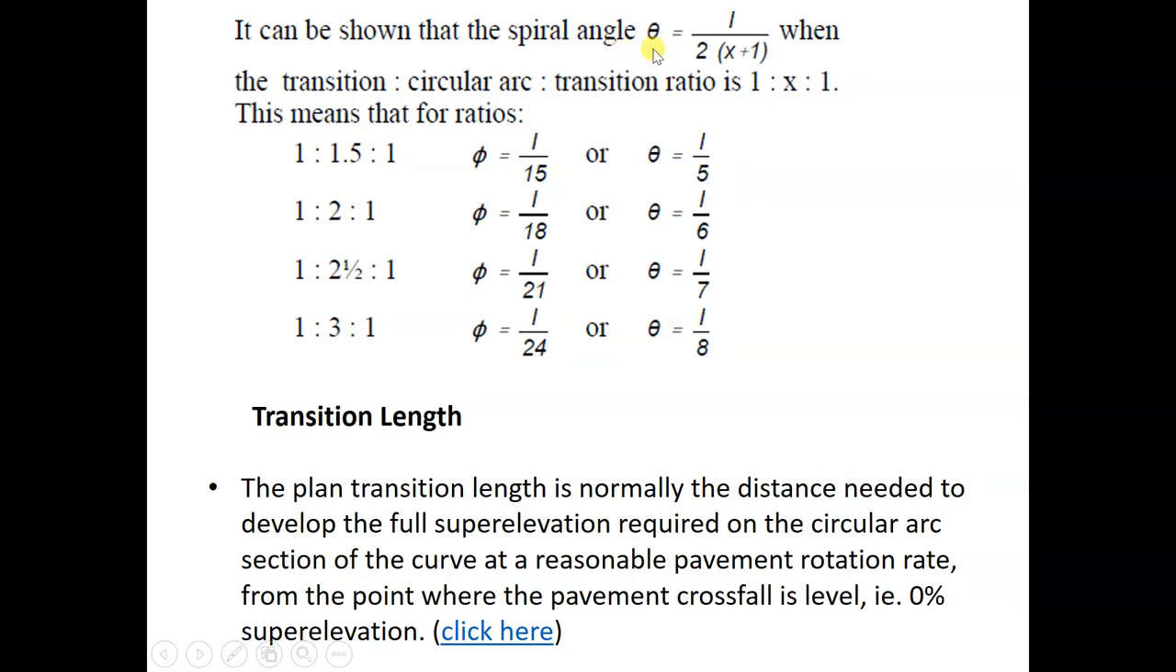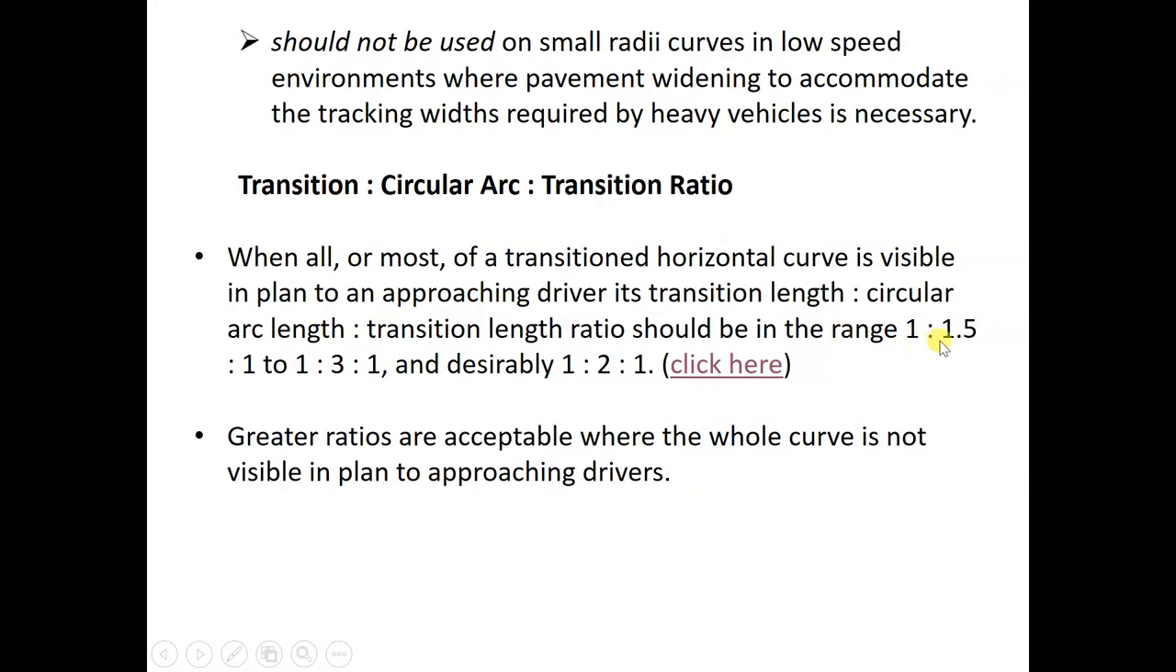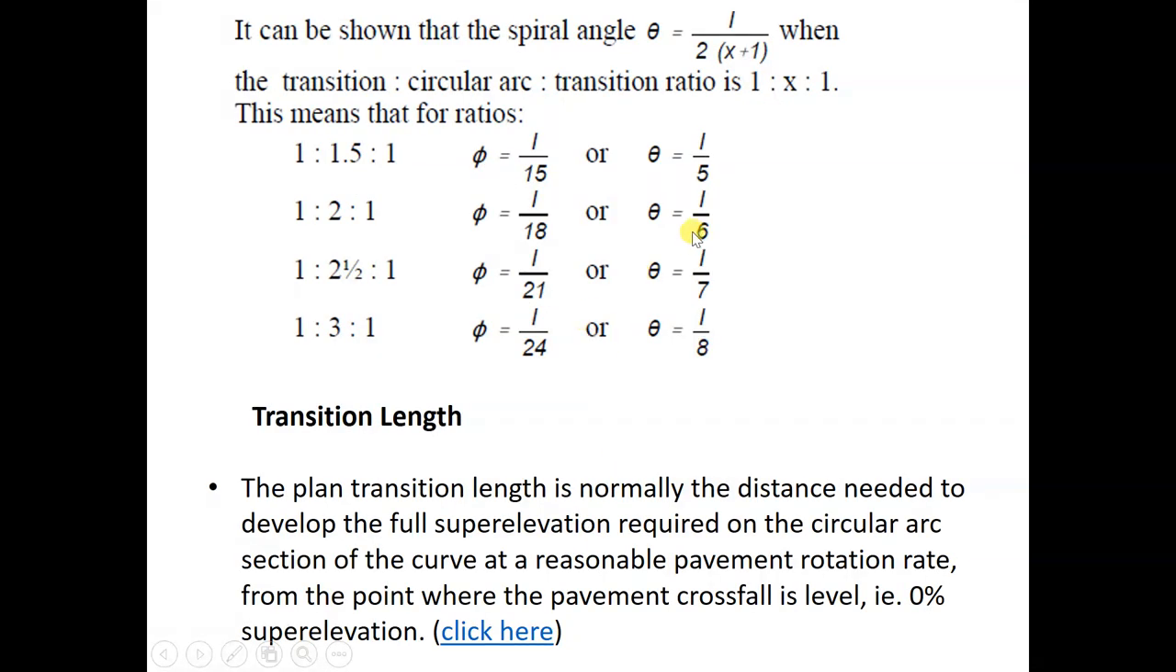It can be shown that the spiral angle theta equals I divided by 2 into x plus 1. Here x is the ratio, like 1 to 1.5 to 1, 1 to 3 to 1, or 1 to 2 to 1. When you want to find theta, we need it to design the circular curve and the spiral curve. So we need phi equal to I.